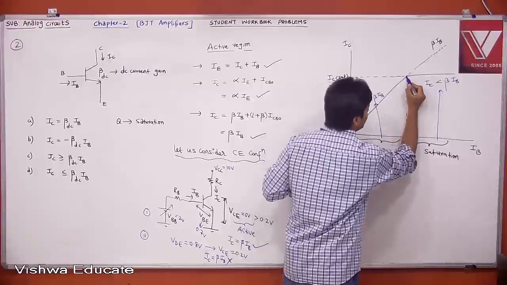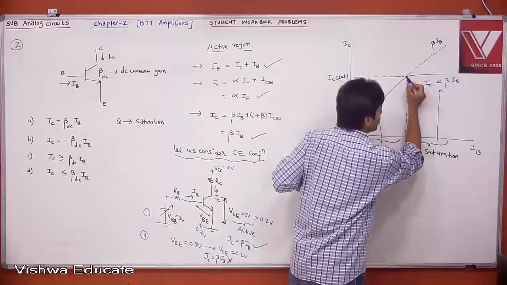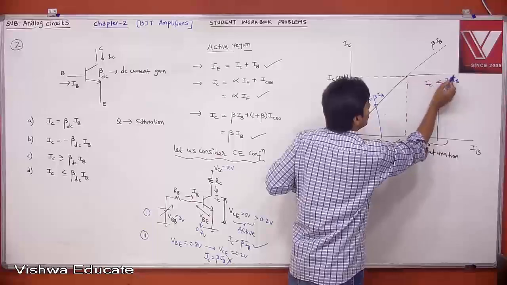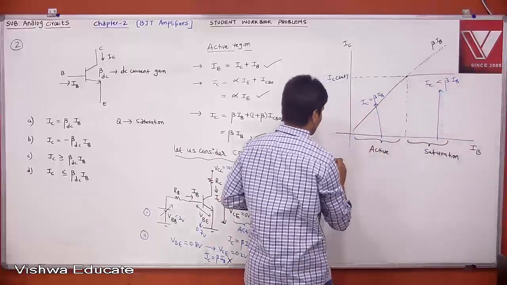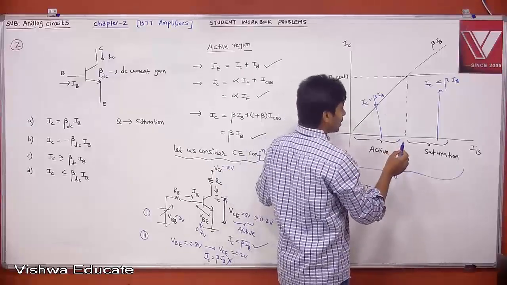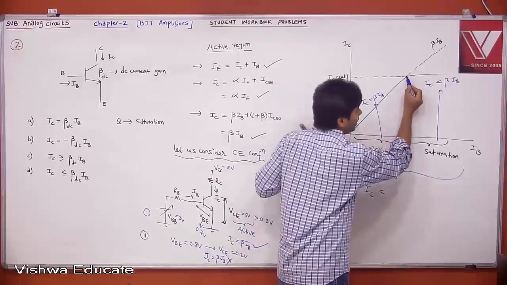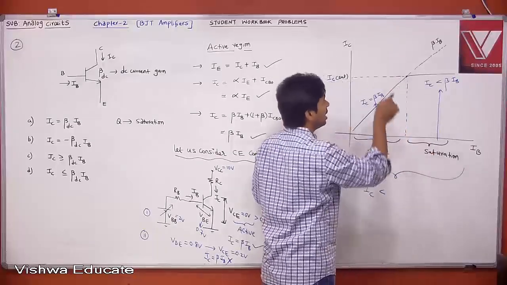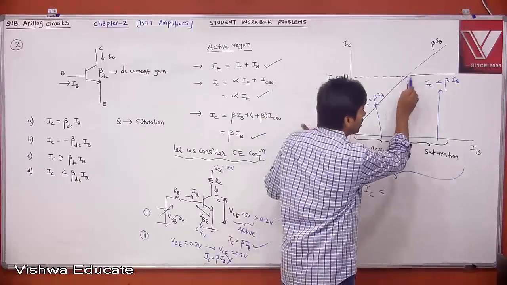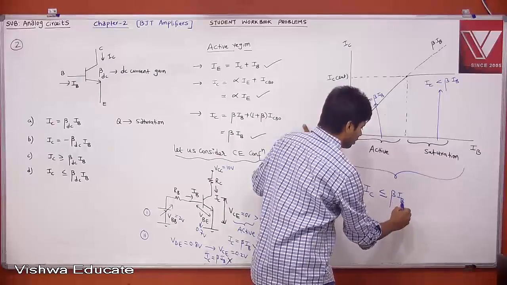But exactly at the edge, where it is coming out of the active region and entering into the saturation region, you can say IC is equal to beta into IB, or IC is less than or equal to beta into IB. Overall, IC is less than beta into IB in saturation, and equal to beta into IB in the active region. Exactly at the edge, it is the end of the active region and the start of the saturation region. There it will be equal, but as you go on, it will be less. Therefore, less than or equal to beta into IB.